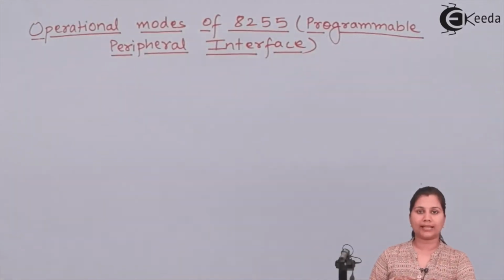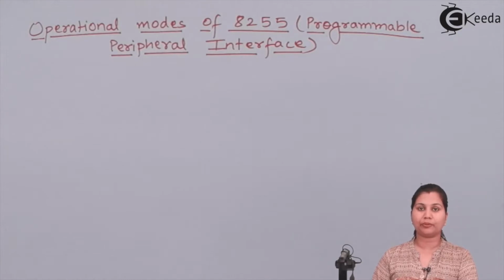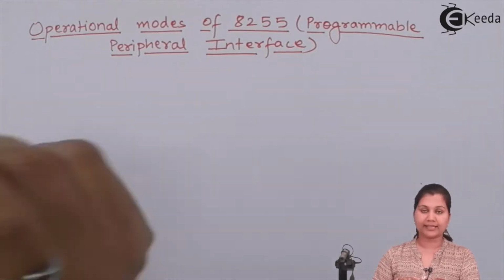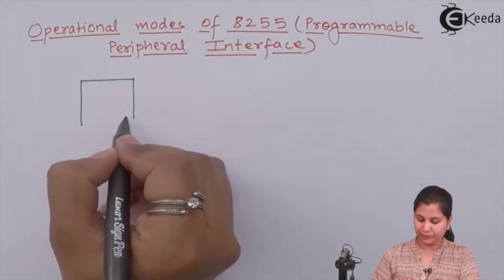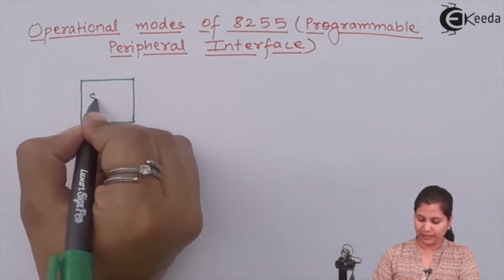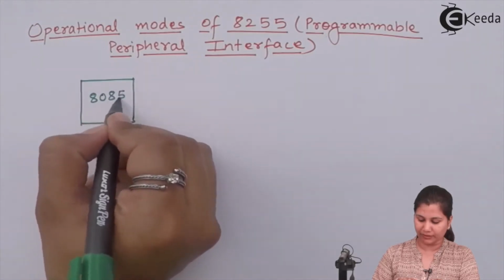As we know, the 8255 Programmable Peripheral Interface is a general purpose programmable input-output device which acts as an interface between the peripherals and the microprocessor. So we can say that this 8255, suppose an 8085 microprocessor is there.